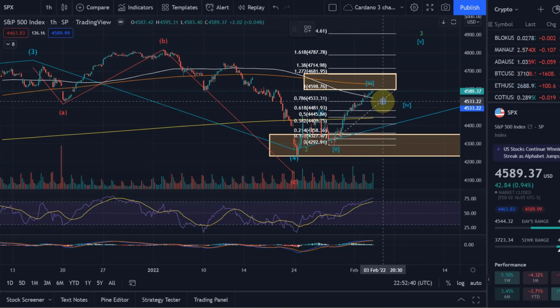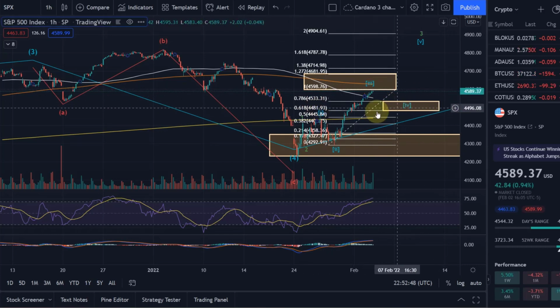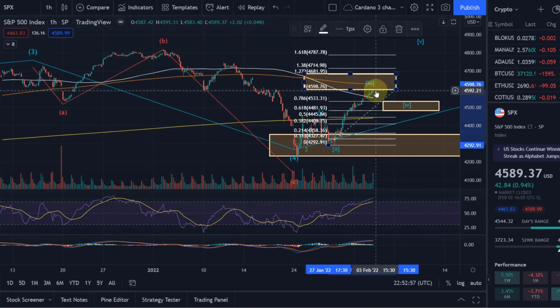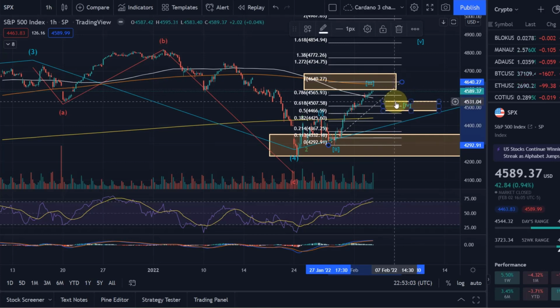Let's assume the correction would start now. Then I would expect the target area here in the region between 4,480 and 4,533. That's between the 0.214 fib level and the 0.382. That's an ideal target level for a wave 4. But again, if the wave 3 now moves higher, as you can see, if I move the Fibonacci's higher as well, that target area will have to shift.